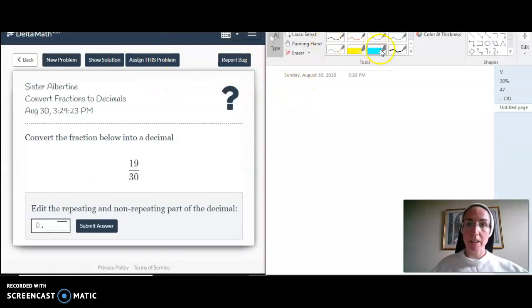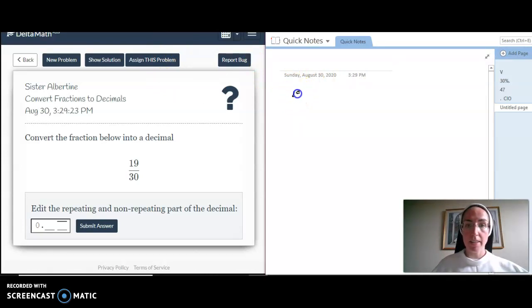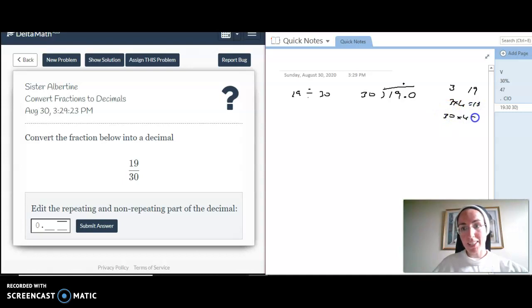How about 19 divided by 30? 19 divided by 30. So 30 is on my outside, 19 goes on the inside, and we need to start off by putting a decimal point. So 30 goes into 190. Well, think about how many times does 3 go into 19? Well, isn't 3 times 6 equal to 18? Therefore, 30 times 6 is 180. So that's my closest number that goes in without going over.